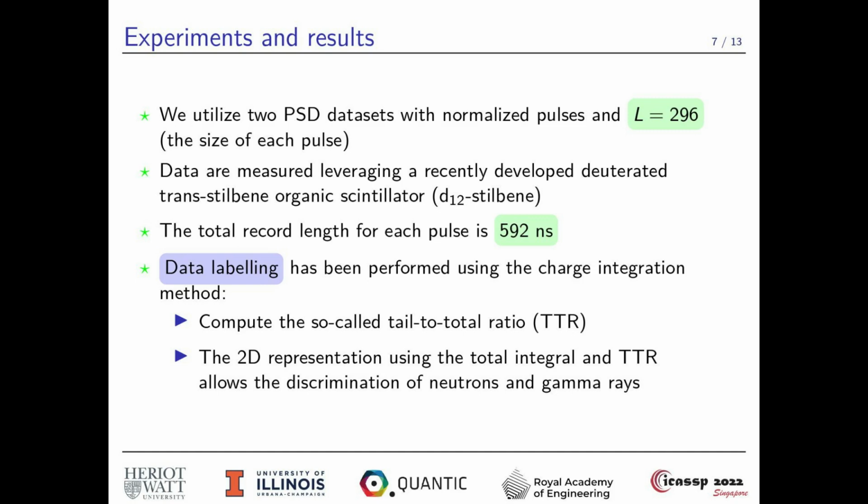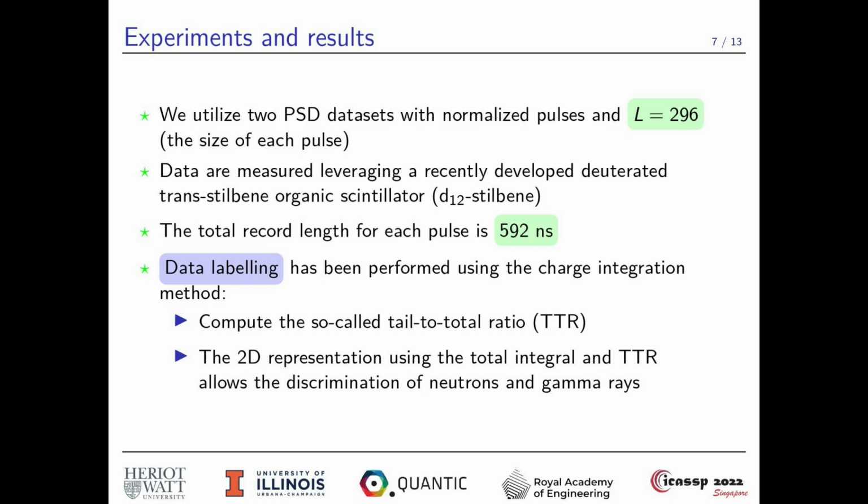We showcase the performance of GMVAE utilizing two PSD datasets with normalized pulses. All data are measured leveraging a recently developed deuterated trans-Stilbene organic scintillator. The total record length for each pulse is 592 nanoseconds.